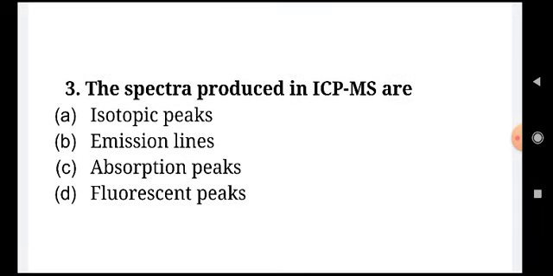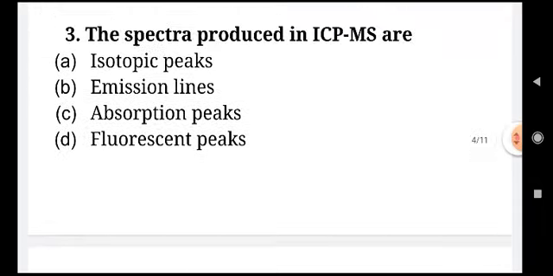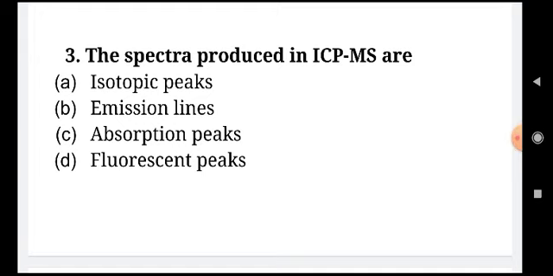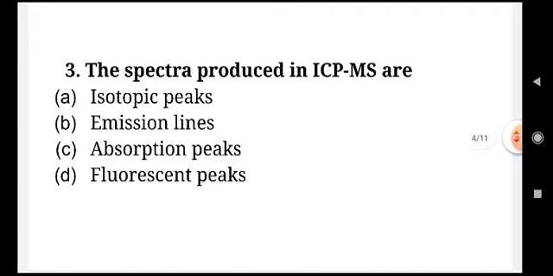The spectra produced in ICP-MS are isotopic peaks, emission lines, absorption peaks, fluorescence. Well, the second technique in this hyphenated method, mass spectrometer, is the second one. So the ICP is the first part, MS is the second part. Now, with MS you will usually get isotopic peaks. So the correct answer is A, isotopic peaks.